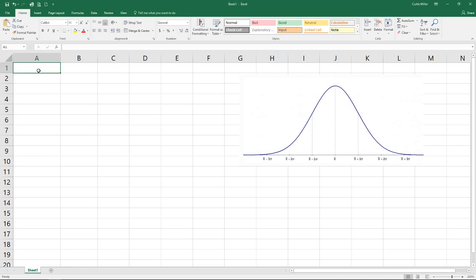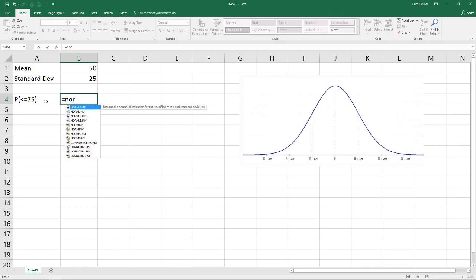So if we go ahead and put over here, let's look at a normal distribution with a mean of 50 and a standard deviation of 25. We have those values. Let's look at this x bar plus 1 sigma, so one standard deviation. So let's look at the probability that we are less than or equal to 75. And similar to what we did with our others, we will be looking at our norm.dist formula.